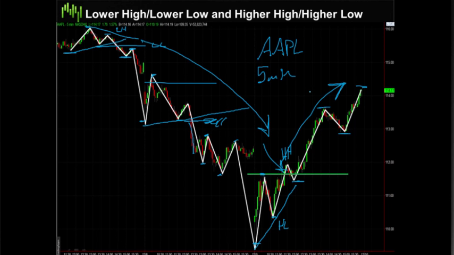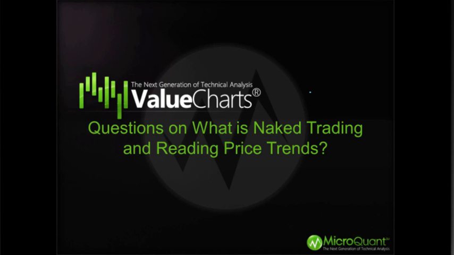Because what we don't want to do is go in and say, hey, the trend just shifted, and just throw on a trade and risk the entire account because the trend shifted, and we're assuming that trend's going to continue on forever, because it doesn't. Okay, so questions on what is naked trading and reading price action trends. Do y'all understand the concept of naked trading being trading the price action itself, and then reading price action trends for understanding the overall direction of the market? Just keep in mind, higher highs plus higher lows is uptrend, lower highs plus lower lows is downtrend. Everything else is consolidation or reversal.